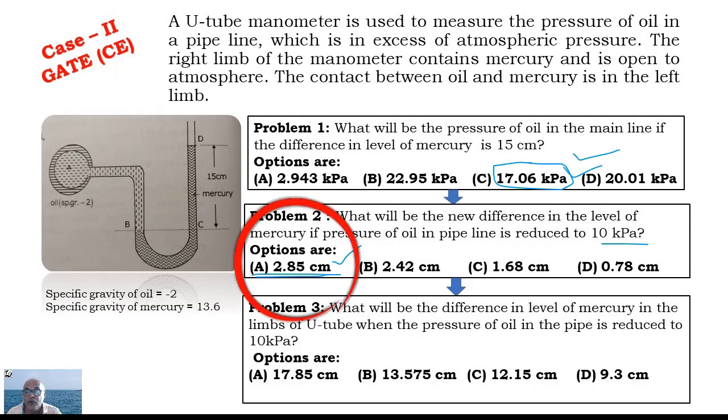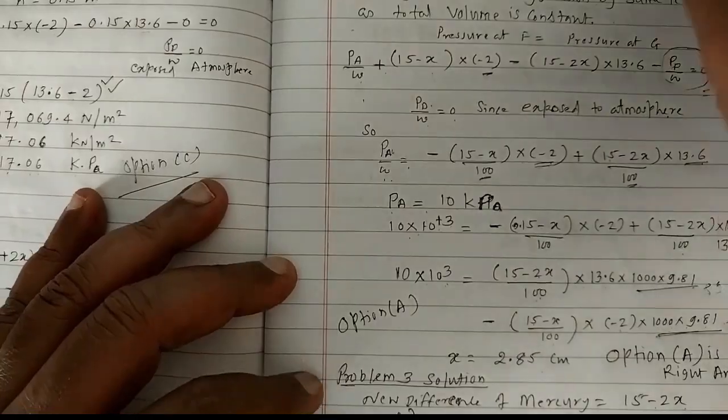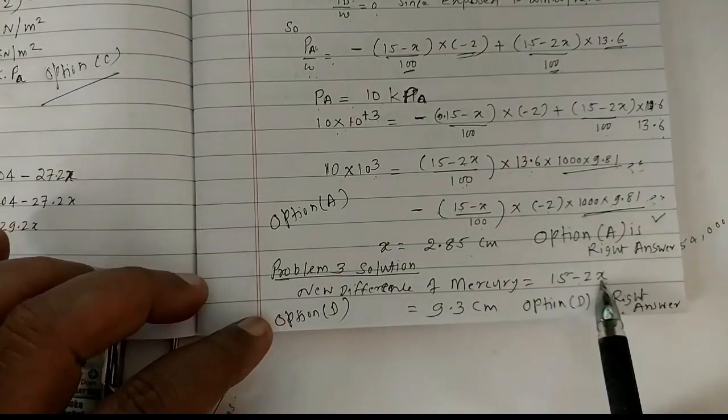Now go for solution number 3 here. What will be the difference in level of mercury in the limbs of the U-tube manometer when the pressure of oil in the pipe is reduced to 10 kilopascal? Okay, so if we reduce it to 10 kilopascal, the new difference will be 15 minus 2x, that is 9.3 centimeter. So here the solution is new difference of mercury is equal to 15 minus 2x.